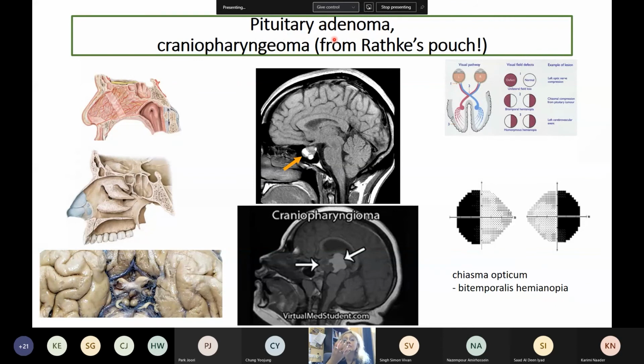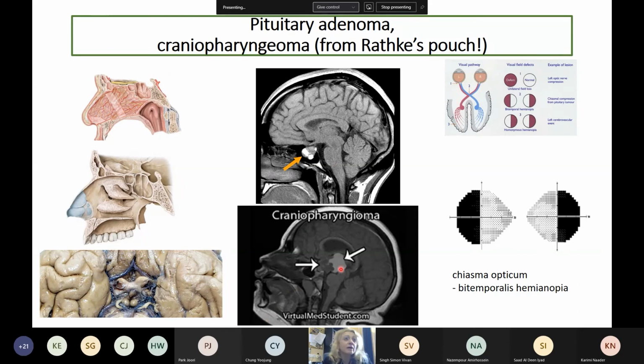It's growing most of the times upwards, so it will compress the optic chiasm. And then you know which visual field loss we have when the optic chiasm is compressed. We have bitemporal hemianopia, bitemporal heteronymous, not homonymous, bitemporal hemianopia. So you just have to know this word, bitemporal hemianopia. So both temporal fields are lost because the crossing fibers will be first compressed.